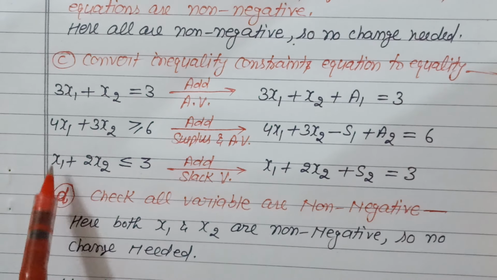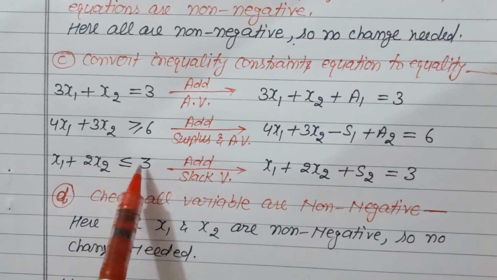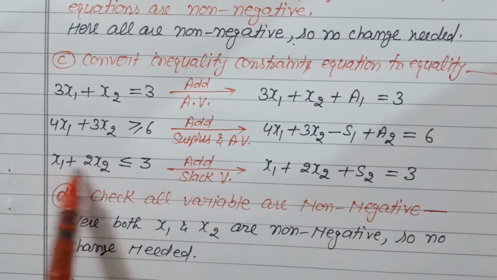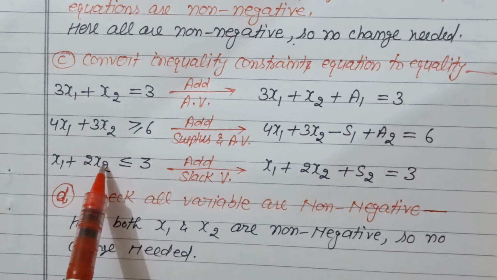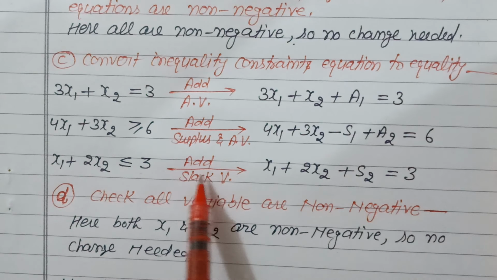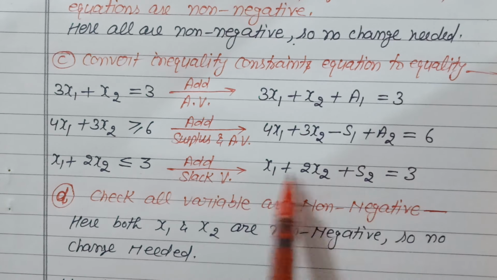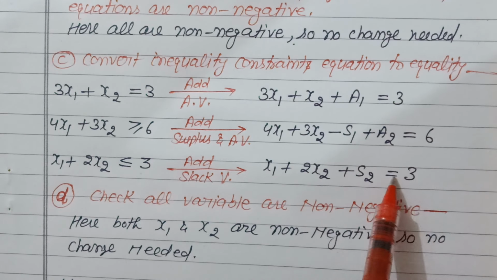Now the third equation: x1 plus 2x2 less than or equal to 3. As this side is lower, we have to add a slack variable so that both parts of the equation will become equal. So after adding the slack variable, the equation will become x1 plus 2x2 plus s2 is equal to 3.